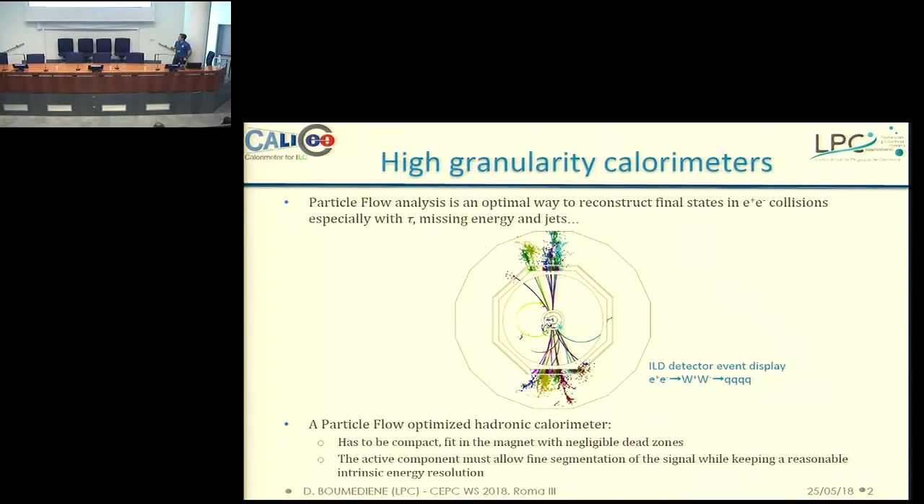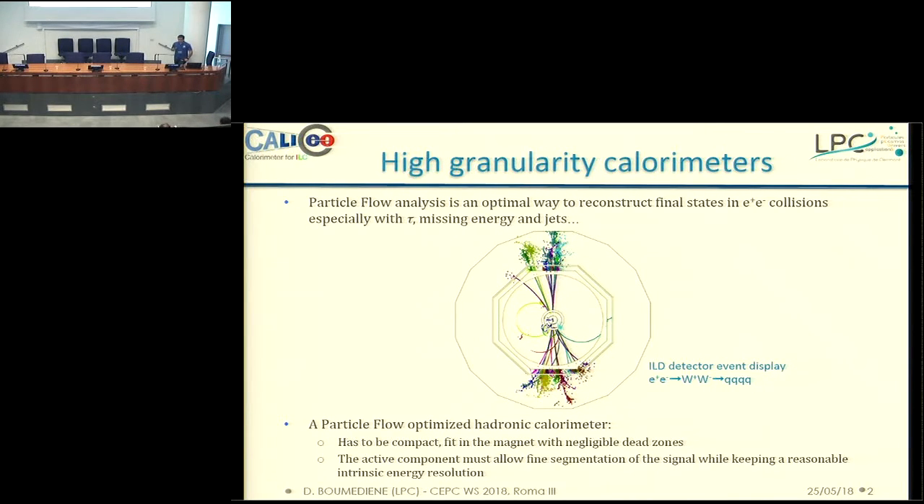These calorimeters proposed by CALICE are optimized for particle flow. Particle flow is the optimal approach to reconstruct final states in e+ e- collisions. You have an illustration of this here with an event with WW decaying into 4 quarks. So this is optimal, especially when you have jets, taus, in your final states.